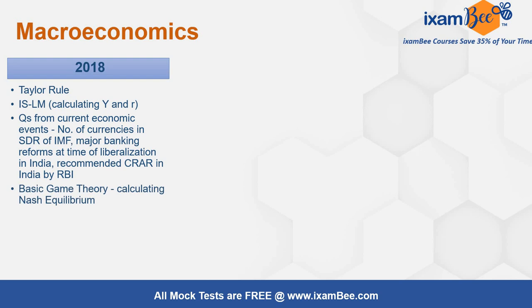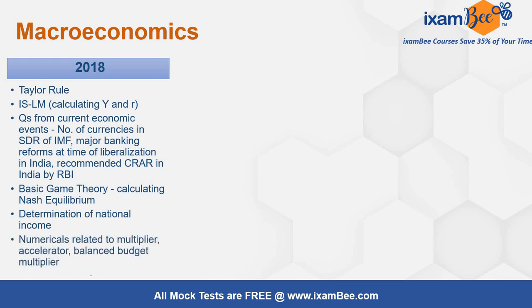And there were some other questions related to current economic events of that time. There were questions on the Nash equilibrium, basic game theory, and determination of national income. This is also a recurring topic every year, a numerical based on national income accounting, and then numericals related to multiplier, accelerator, and balanced budget.